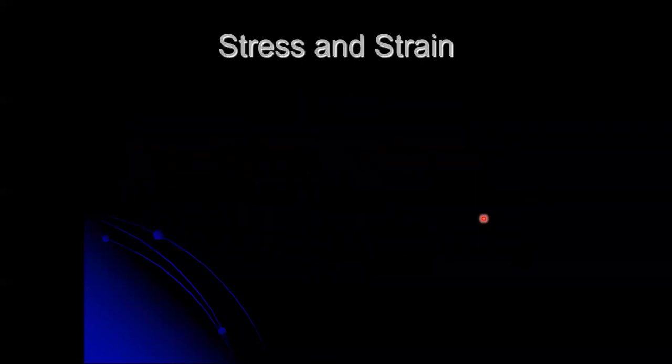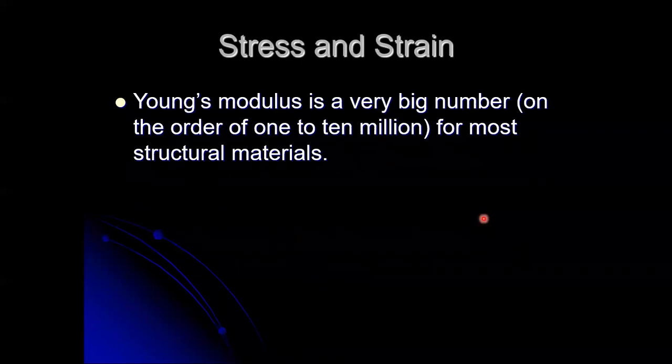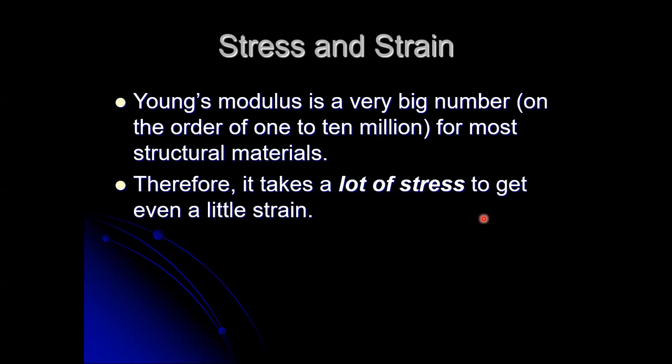So that's Young's modulus. Young's modulus is usually a big number, basically millions. 1 to 10 million is common for typical materials. It's not uncommon at all to have 20 million pounds per square inch be Young's modulus. So it takes a lot of stress for most materials to get even a little bit of strain. Most materials we use in structures tend to be stiff.